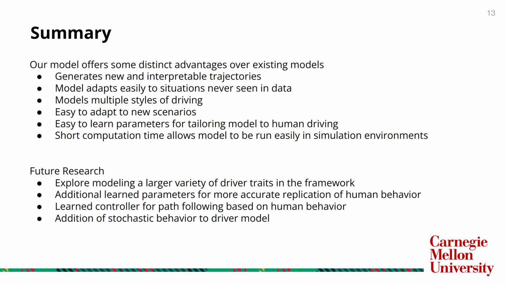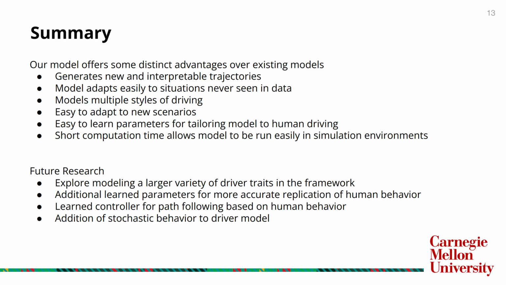It's also capable of modeling multiple styles of driving with aggressive and conservative drivers. It easily adapts to new scenarios and would be easy to tune to something like an intersection or neighborhood driving as well. It's very easy to learn these cost parameters for tailoring the model to human driving, and more could be learned for more accurate representation of human drivers. And then it computes all of the planning in a very short time, which allows it to be used very effectively in simulation environments where runtimes are very important for being able to test many, many different situations and scenarios.